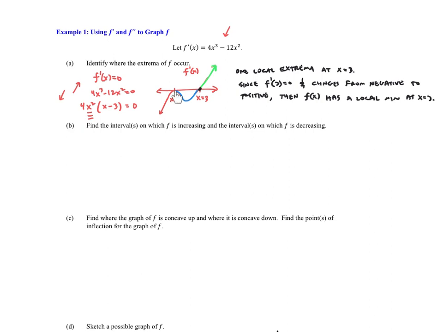All right, there's no local minimum or maximum at 0 because f prime doesn't change sign. F prime has 0 there, but doesn't change sign. All right, part B, find the intervals on which f is increasing and the interval or intervals on which f is decreasing.